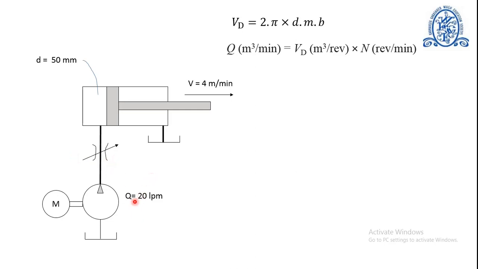Now let us consider a simple example in which we use the gear pump delivering 20 liters per minute, and let us consider the cylinder diameter is 50 mm.